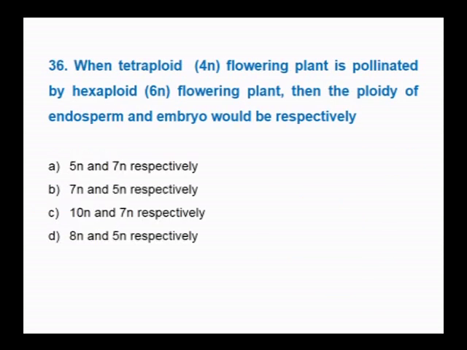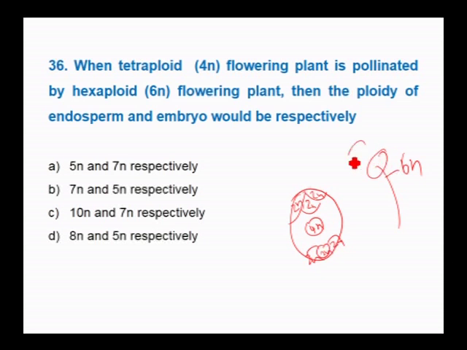Next question. When a tetraploid flowering plant is pollinated by a hexaploid, the pollen grain is 6N, hexaploid, whereas the female plant is 4N. So the haploid number should be 2N for the egg, 2N for the synergids. Of course, here the secondary nucleus is 4N, egg is 2N, synergid is 2N, whereas pollen are half of this, 3N.